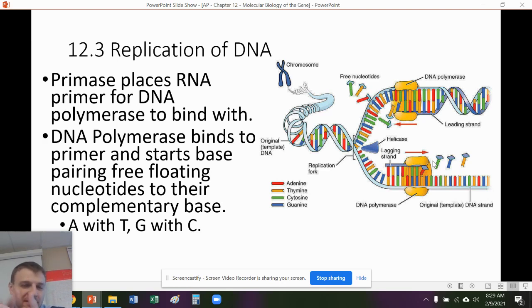And then that DNA polymerase does that. It bonds and it starts bonding complementary strands of DNA. So you can see here, the DNA polymerase is going to start bonding these free-floating nucleotides found within a nucleus, and it's going to bond them A's, T's, G's, and C's. Apples in the trees, cars in the garage.